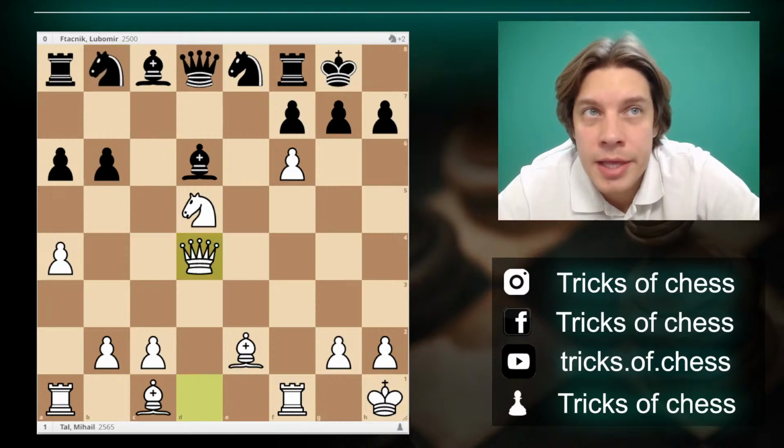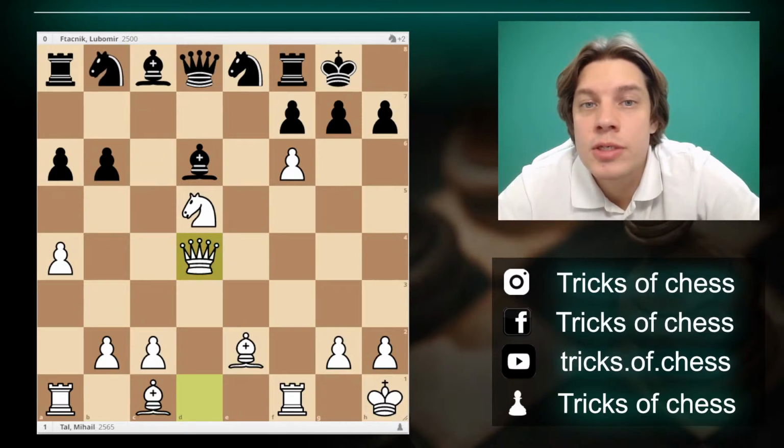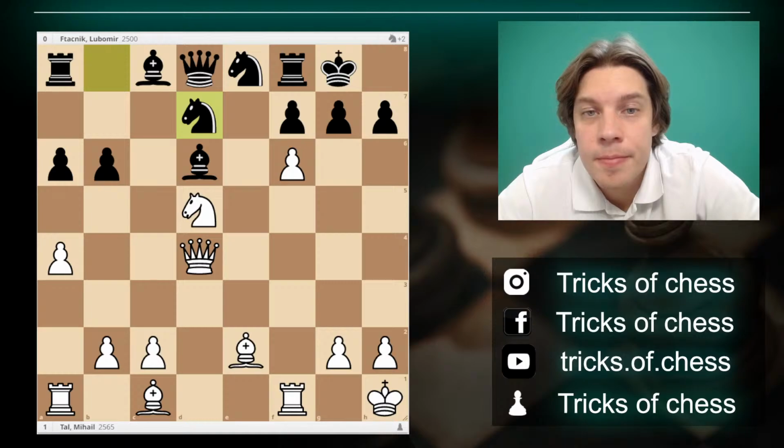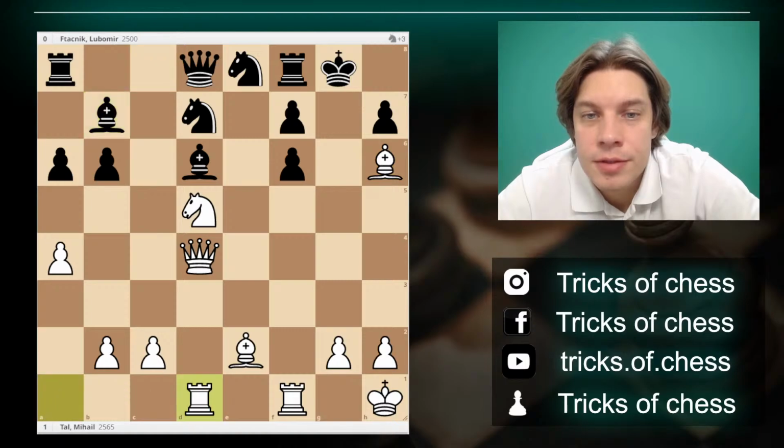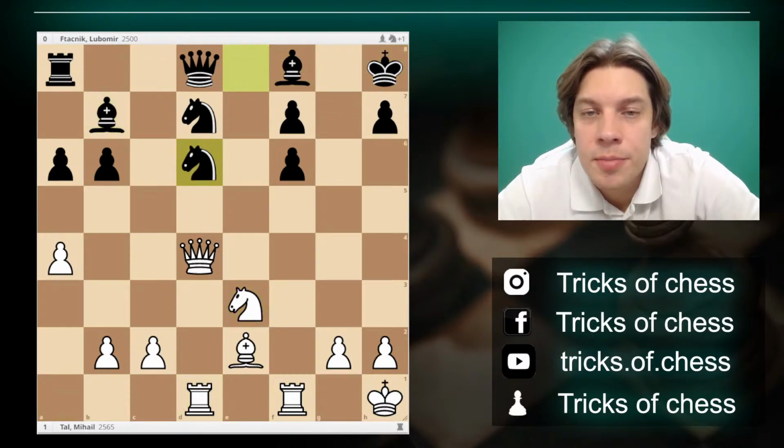Another mistake by black. Here he could save the position with just the knight d7 move. And then after, let's say, bishop g5, they take on f6, bishop h6, bishop b7, and after a few more moves, white's compensation is just enough to cover the material loss.